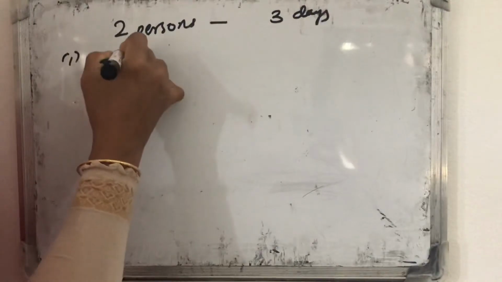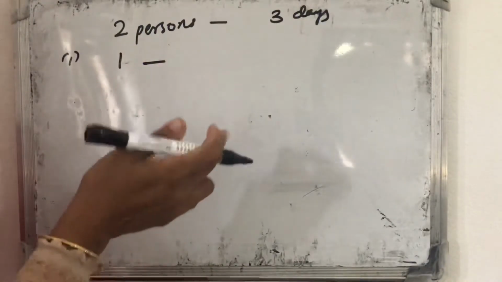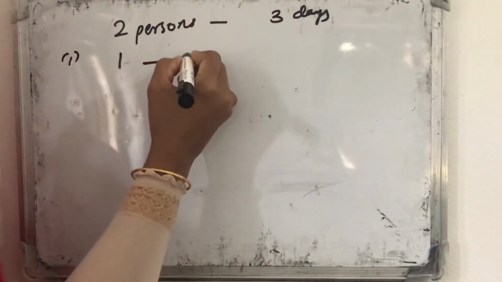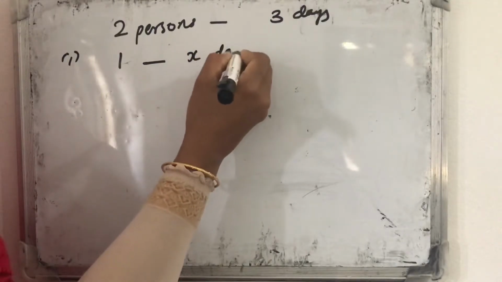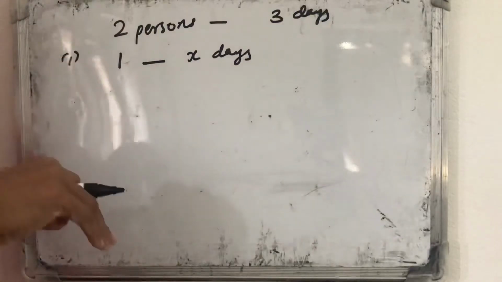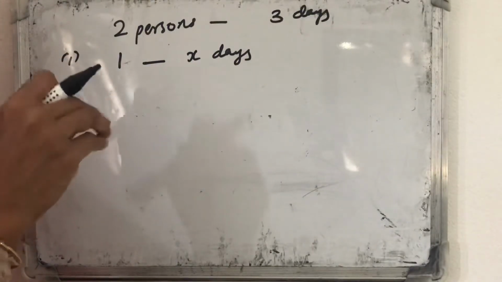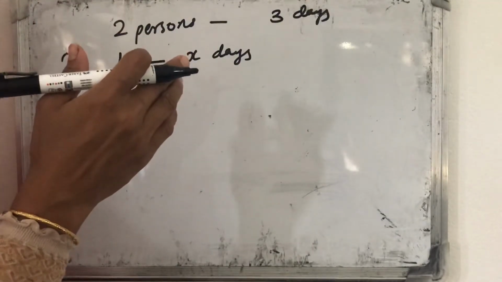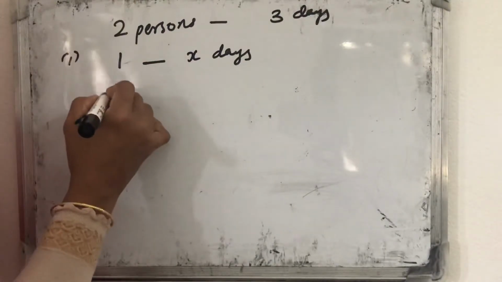So if one of the persons fell ill, the number of persons will be 1. If the number of persons is 1, how many days are needed? We don't know the number of days, so we take it as x days. If the number of persons is decreasing, then we need more days for completing that work. So it is an inverse variation.